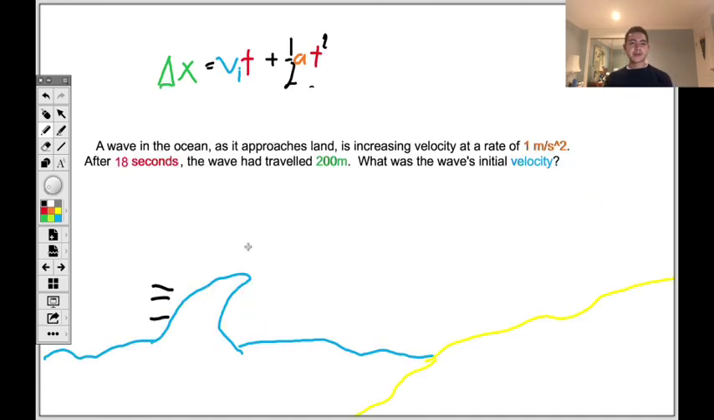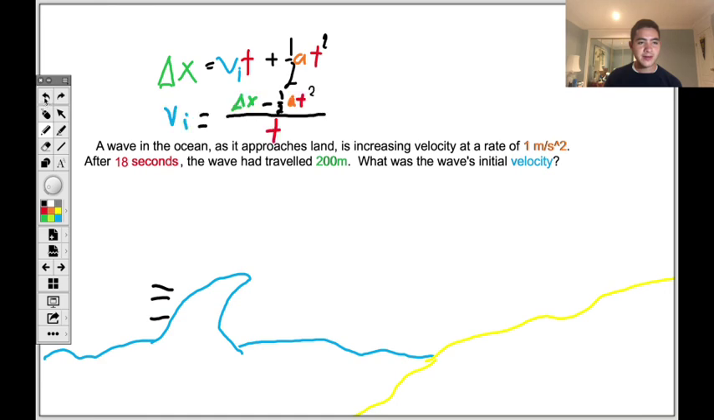And in this last question, they give us everything except for initial velocity. A wave in the ocean as it approaches land is increasing velocity at a rate of 1 meter per second squared. After 18 seconds, the wave had traveled 200 meters. What was the wave's initial velocity?